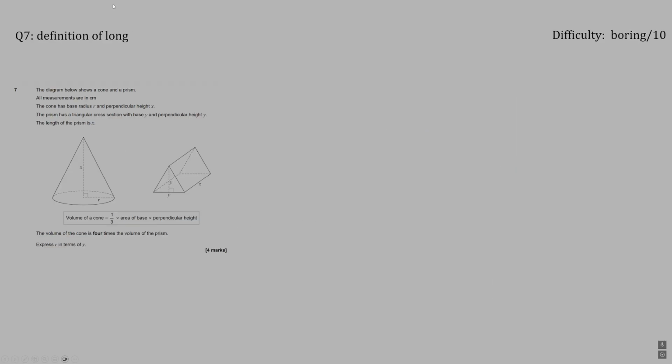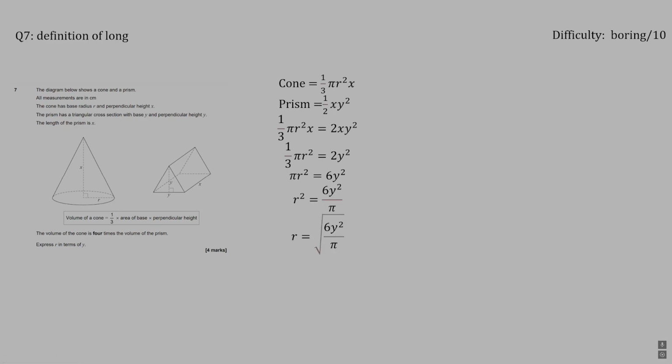Alright, this question is just long. It's not that difficult. It's just multivariable algebra. So we're going to find the cone, which is just 1/3 πr²x. It tells you here. Find the prism, half xy², because it's a triangle. So we're just going to make them equal to each other. We know that this is 4 times this because it says here. So then we're just going to cancel out the x's. We're going to multiply it by 3. We're going to divide by pi, and then we're going to root it. So just a lot of rearranging. That's really it.